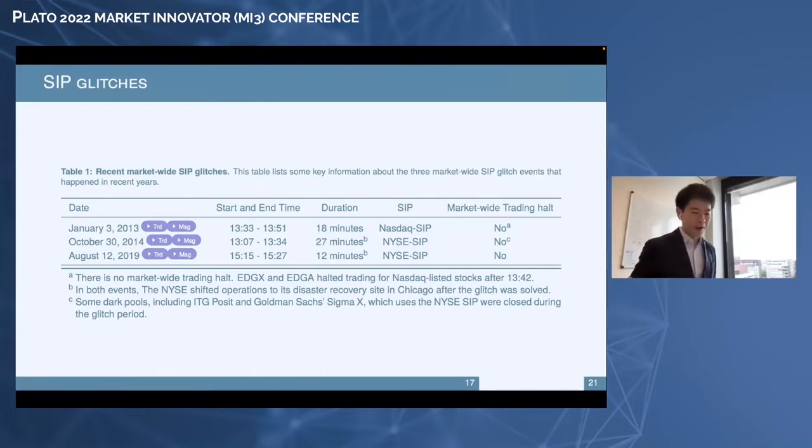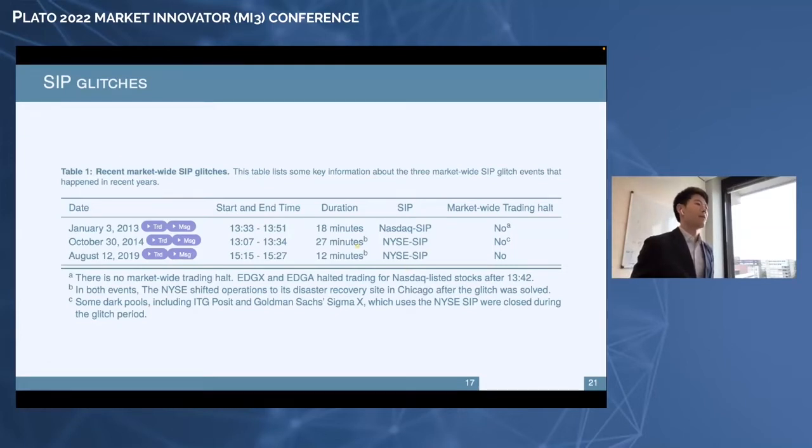So you're right, we were talking about happy events, where the SIP received an upgrade, but unhappy events would suffer from glitches. Here I find three recent market-wide SIP glitches. Here is some basic information about those glitches. In general, I think the duration is quite short, right? It's not like they last a few hours, but normally just less than half an hour.